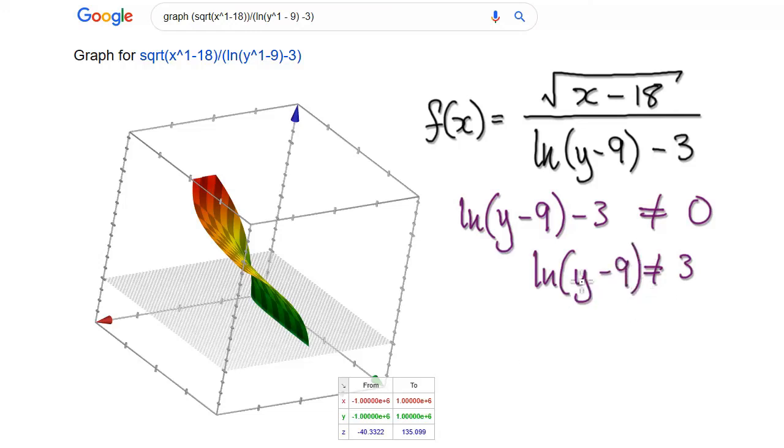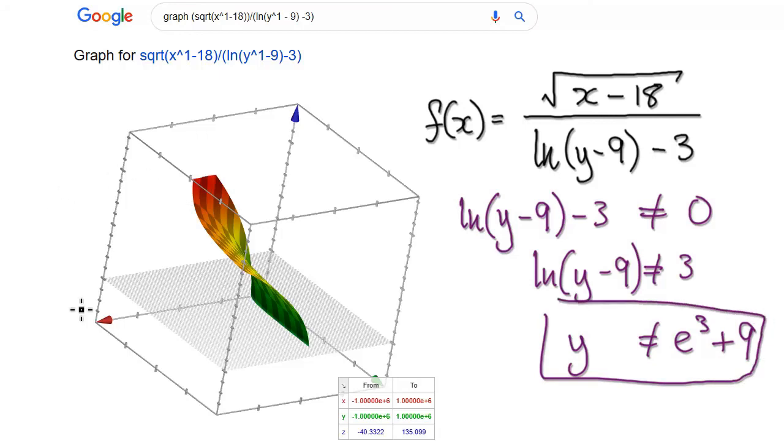Exponentiate both sides with base e, so that will then give us e to the power of 3, and then add 9 to both sides. That will then give us this. So when you see this, picture your domain.